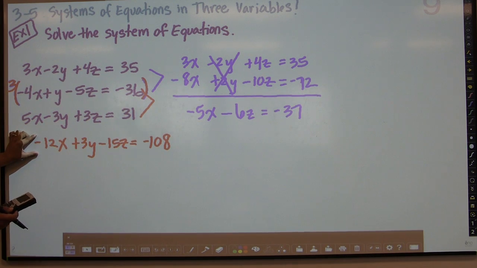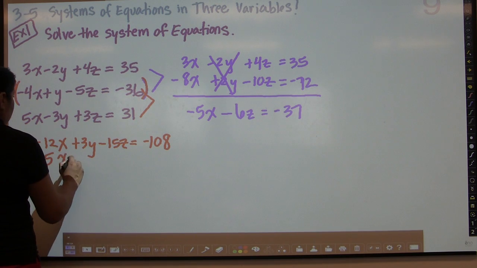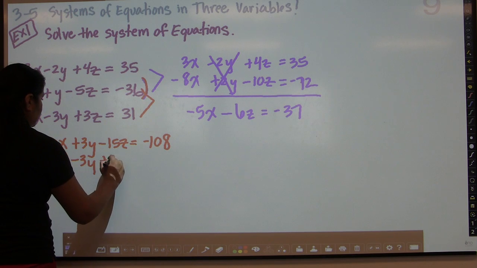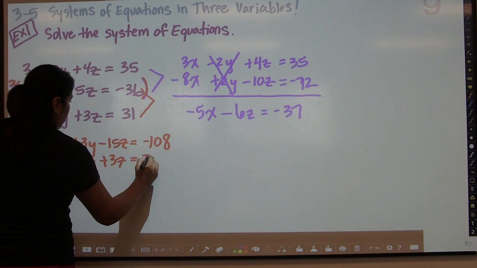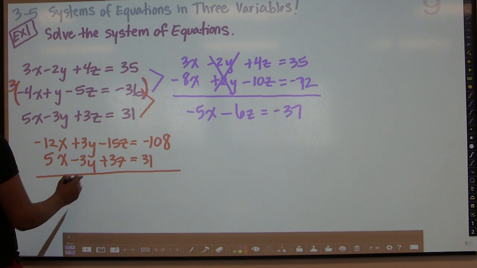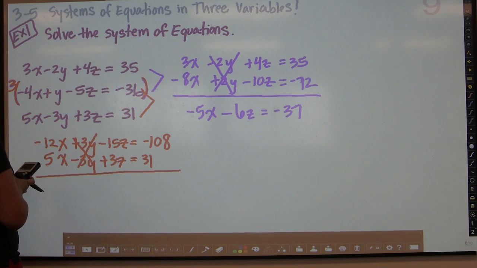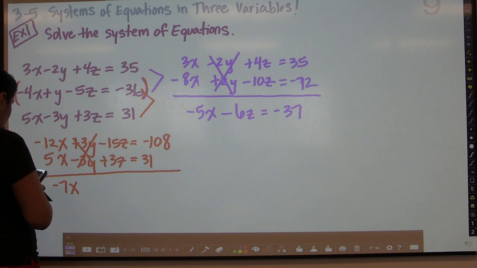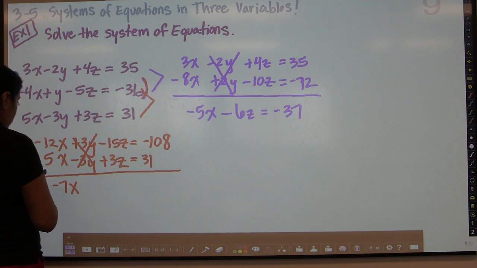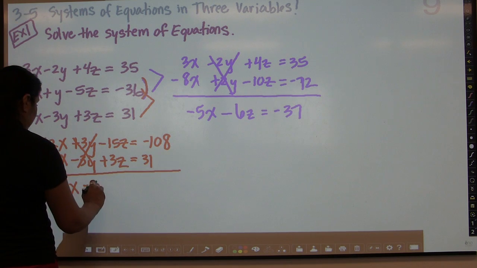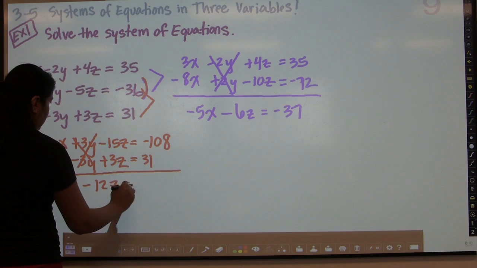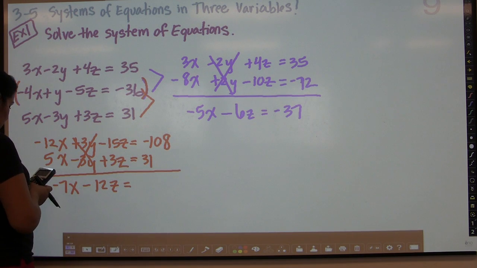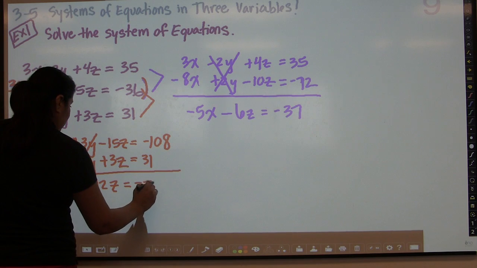And I'm now going to add that to this equation, which was 5x minus 3y plus 3z equals 31. And you're going to see right now why I keep calling this elimination on steroids. Negative 12 plus 5 is going to give you negative 7x. Negative 15 plus 3z is going to be negative 12z. And negative 108 plus 31 is negative 77.